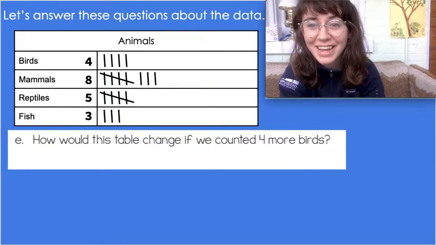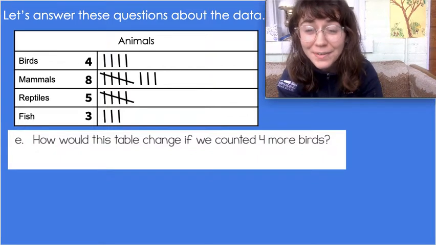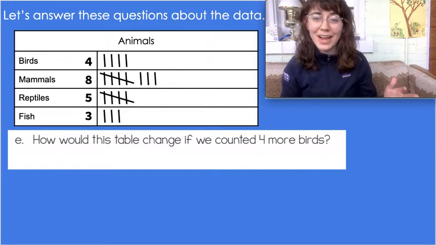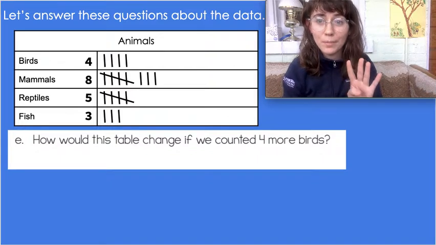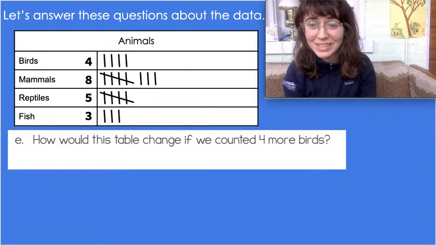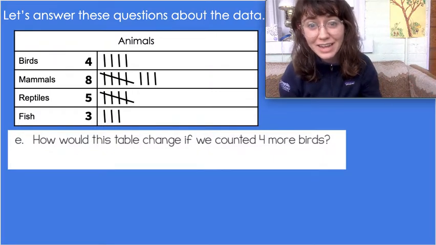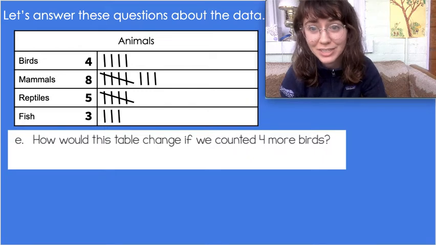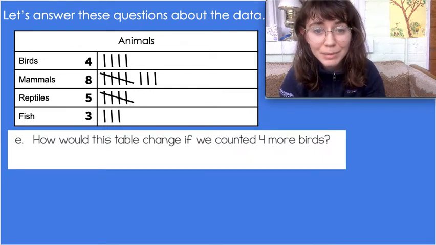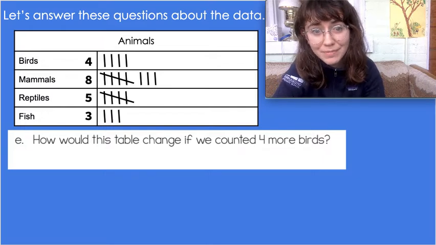My last question is kind of the most fun one. How would this table change if after we were done sorting all of our animals, we counted 4 more birds? So we could pretend that we were counting animals that we saw, and then 4 birds came and flew in, and that changed our data. So that would mean that we'd have to change our table too. So how would our table change if we counted 4 more birds after we were all done counting?